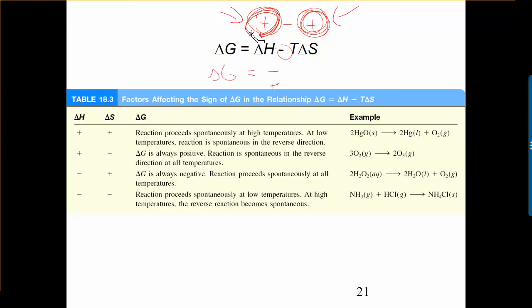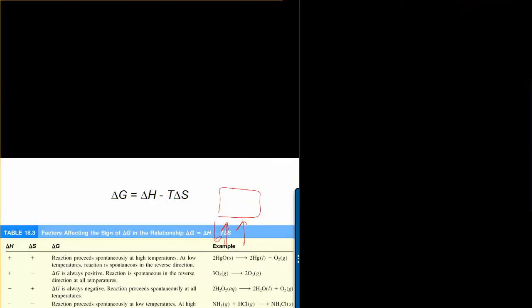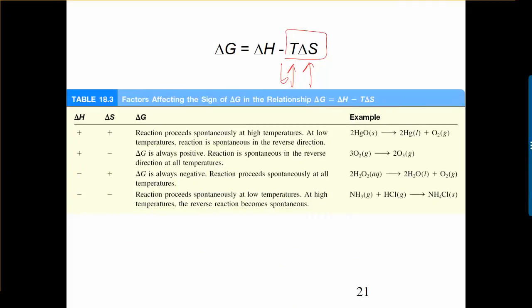No, the delta H and the delta S are constant. What changes it? Temperature. The temperature is what will determine whether this reaction will become spontaneous or not. Increases in the temperature will change this whole term right here, or decreases in the temperature will change that term, and then it will overcome the delta H or not, and then your delta G will remain positive or it will become negative.